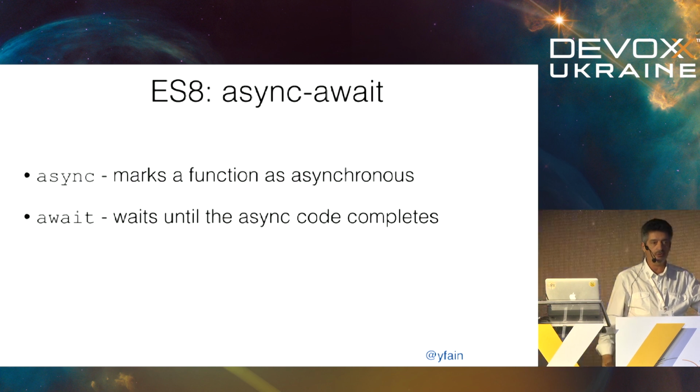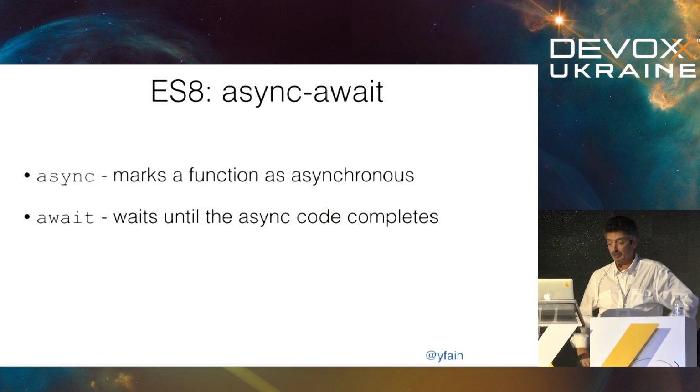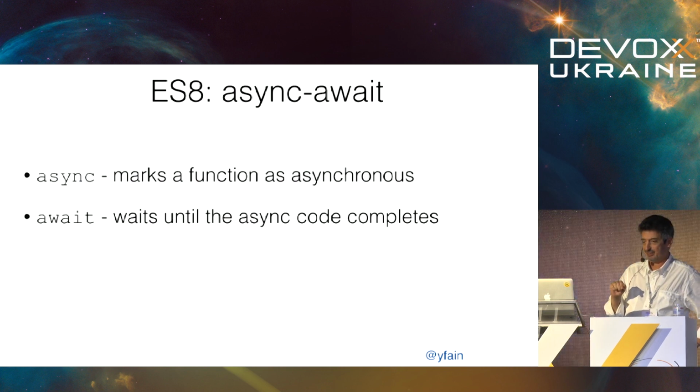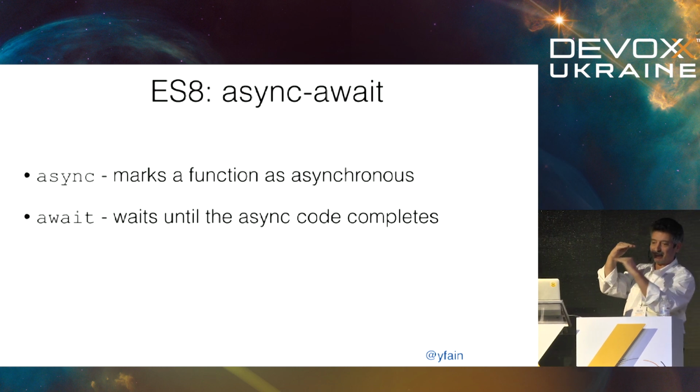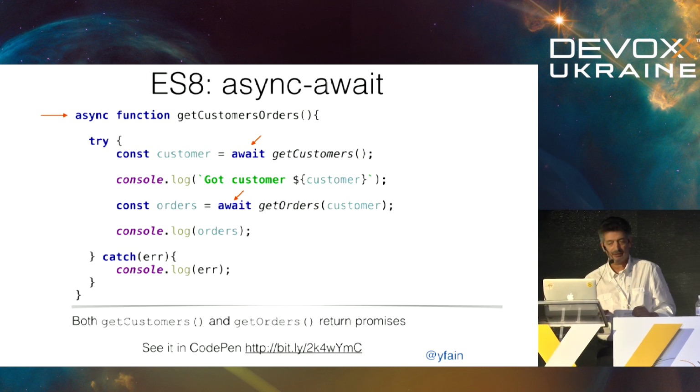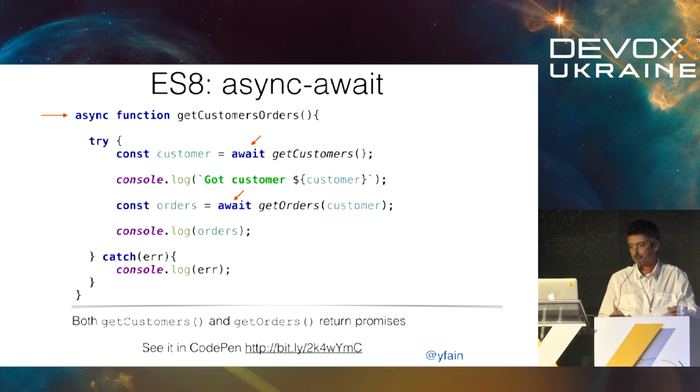So these are the two new keywords. Async is just to mark a function, to say that this function is asynchronous, that this function will return a promise. Await states, don't go to the next line in code until this one returns. These are the two keywords. And let's take a look at this example.